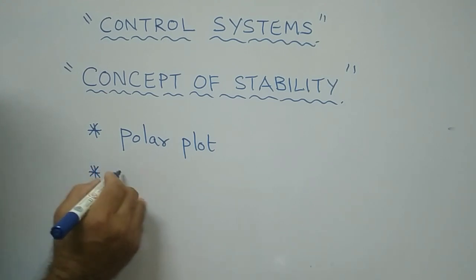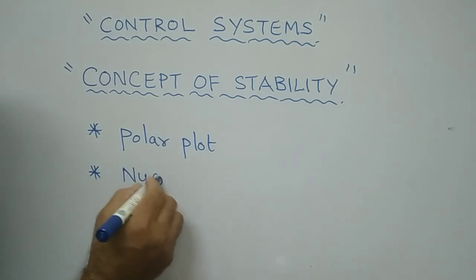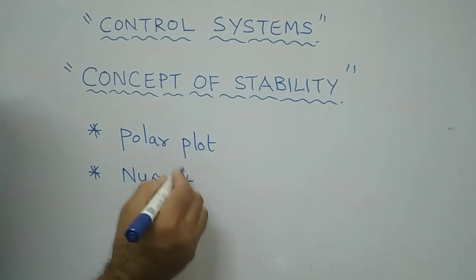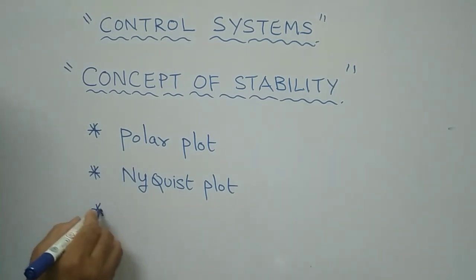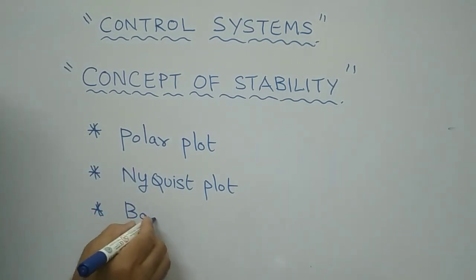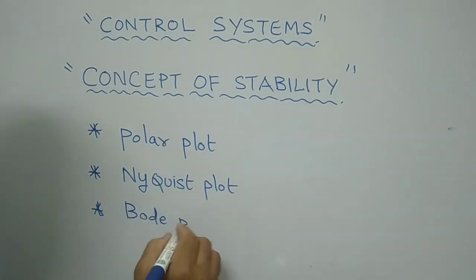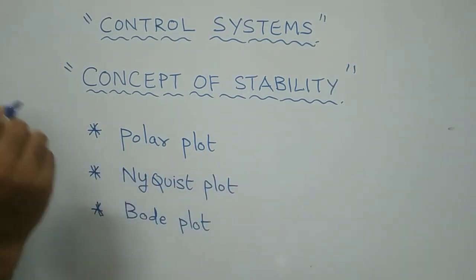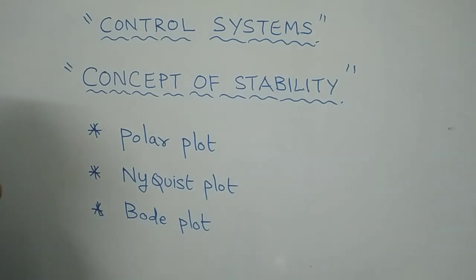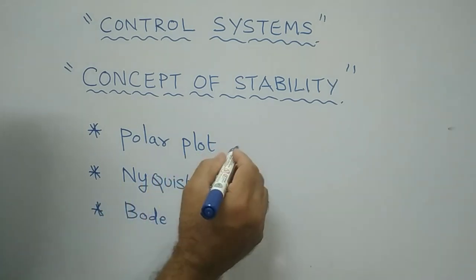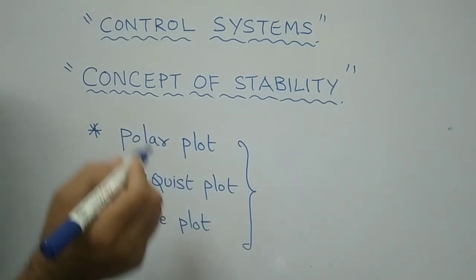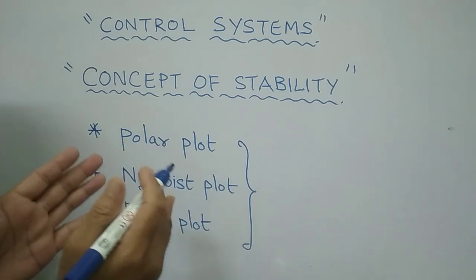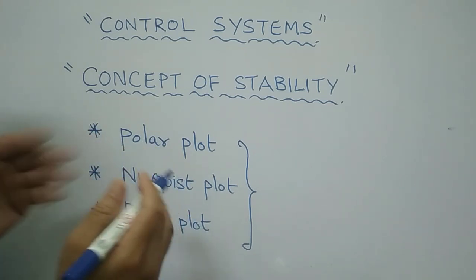The second one is the Nyquist plot, and the third one is the Bode plot. So these are the important methods that are used for finding the stability of any given control system. These are the various methods used in frequency response for finding the stability of the given system.